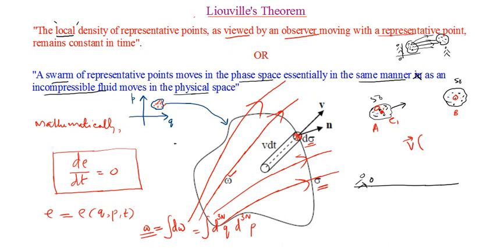The coordinates of the velocity vector will be the coordinates of the phase space. What is that? That is qi dot and pi dot. Usually you know that the velocity vector in three-dimensional space is v = vx i + vy j + vz k, which can be written as x dot i + y dot j + z dot k.